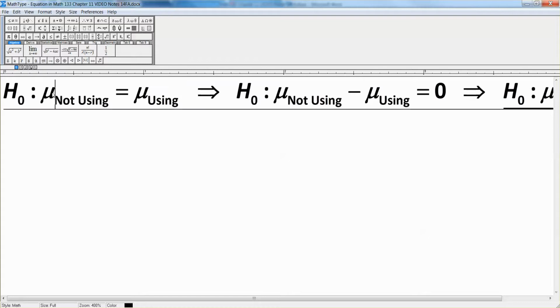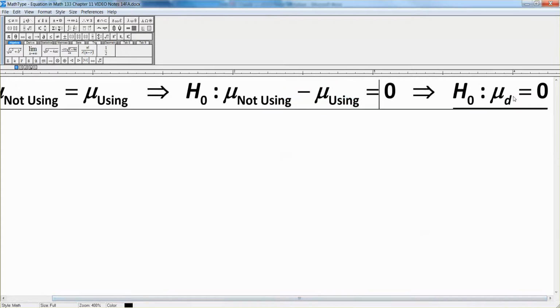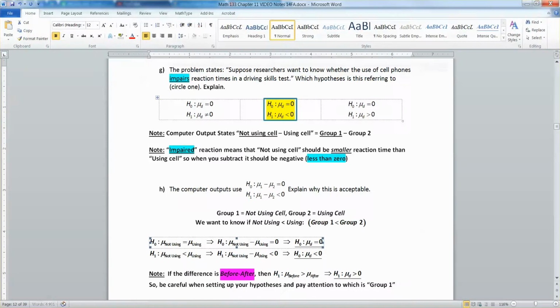So hypothetically speaking, until we've tested it, we think they're equal. So you subtract the mean for using from both sides, and that'll give you mean for not using minus mean for using equals 0. So there's your null hypothesis: mu d is equal to 0.